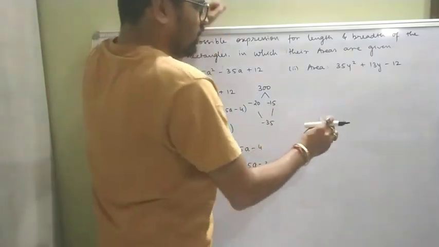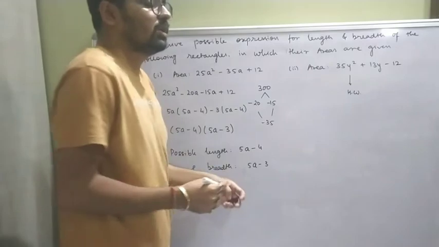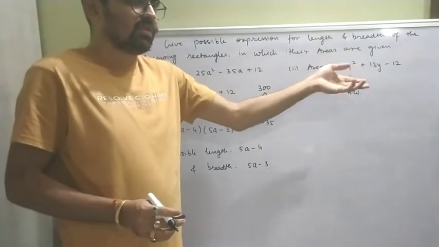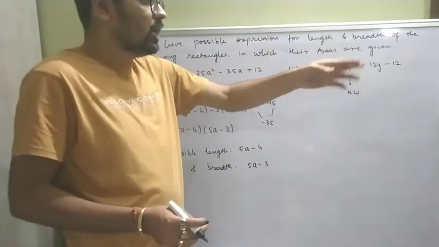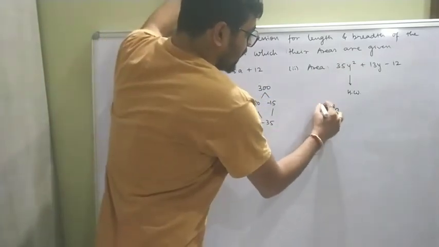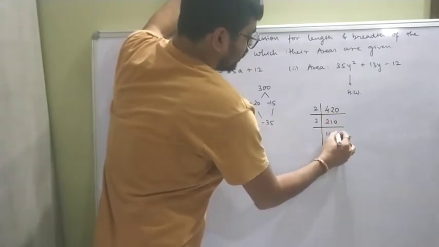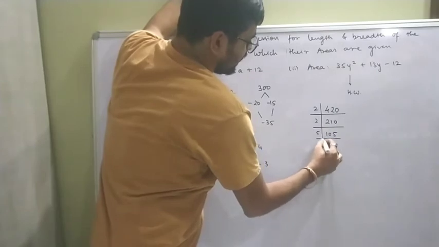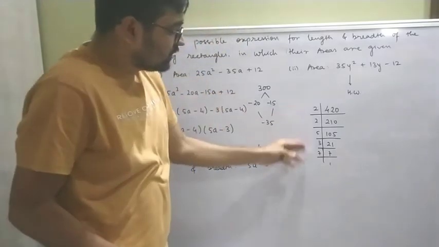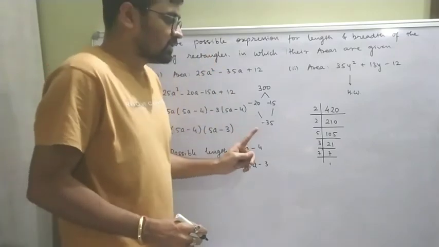So what I'm going to do is I'm going to give this as a practice one, because I know you know how to do the splitting the middle term. 35 into 12, find out how much it is going to be. 420. 420 factors should be 13. So how we are going to do? So 420 like this. 2 210, 2 105, then 5 21, then 3, 7 and 1. Now out of this, arrange in such a way that you should get positive 13.